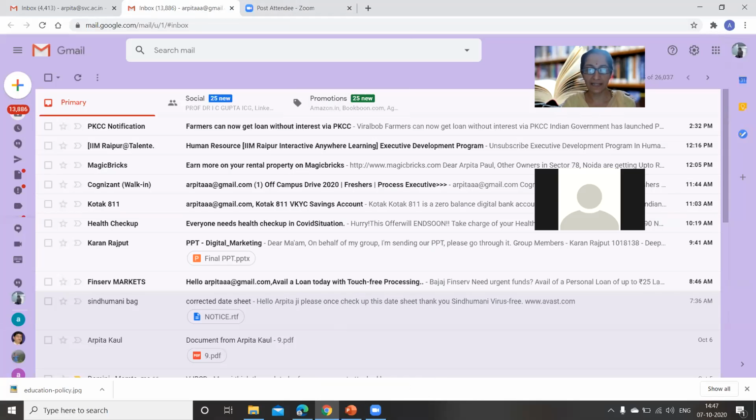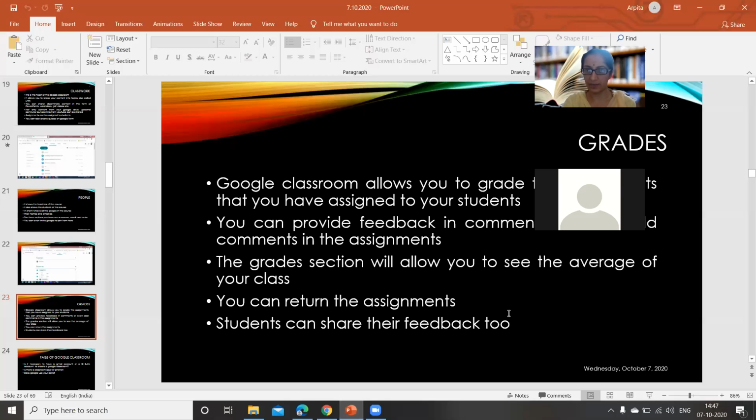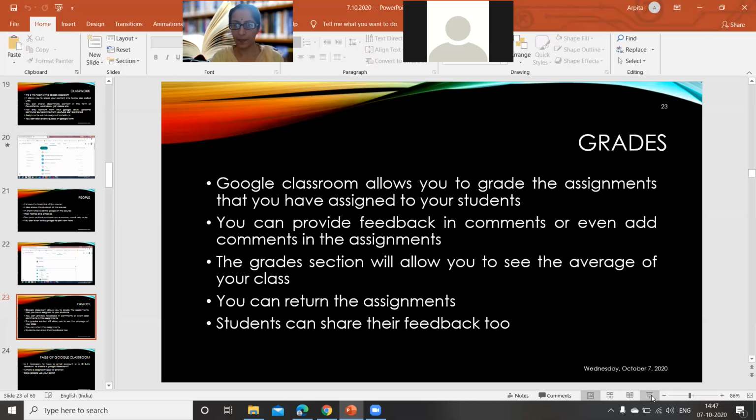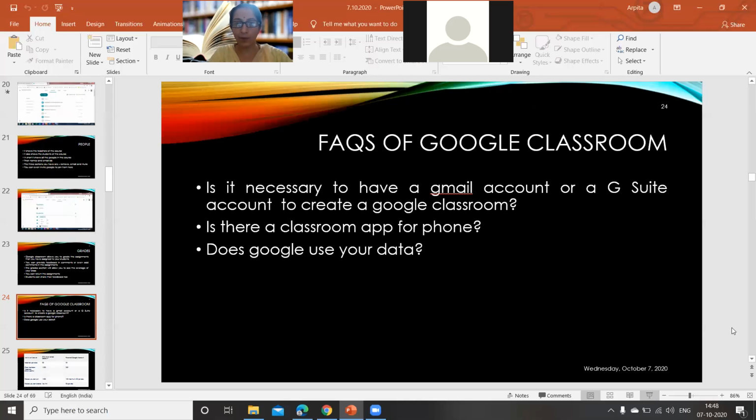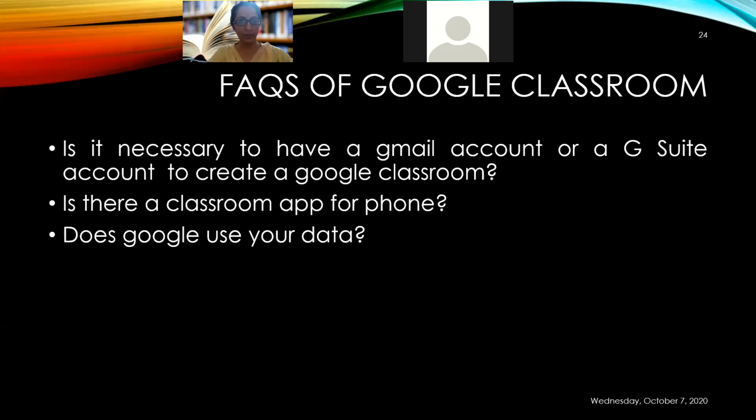All right. So with this, I think, just give me a minute. I'm coming back to my presentation. So here I go. So Google Classroom allows you to grade the assignments, like I showed you, that you have assigned to your students. You can provide feedback in comments or even add comments in the assignments, which I just showed you. The grade section will allow you to see the average of your classroom also, and you can return the assignments and the students can share their feedback too. So with this, I'm going to come to the last bit of classroom and then maybe we'll open up for classroom questions and then we'll go to Google Meet.